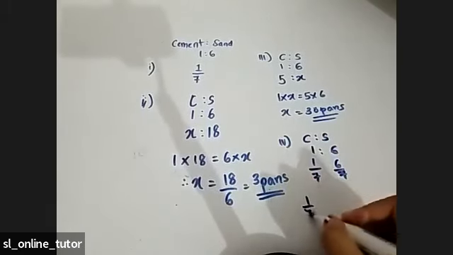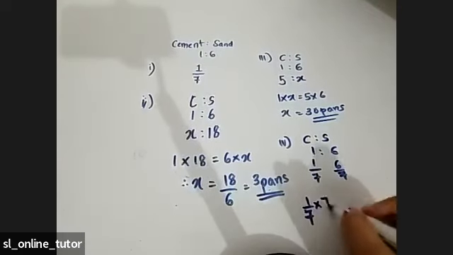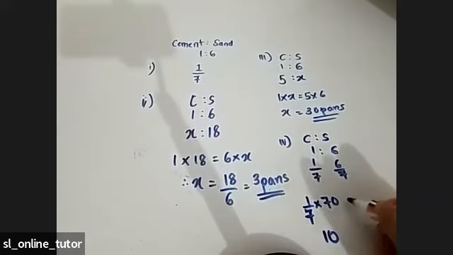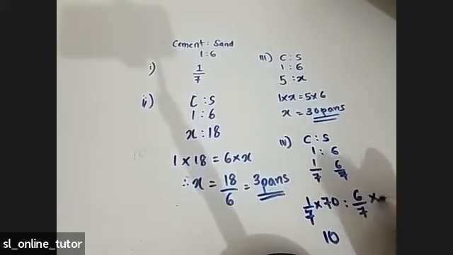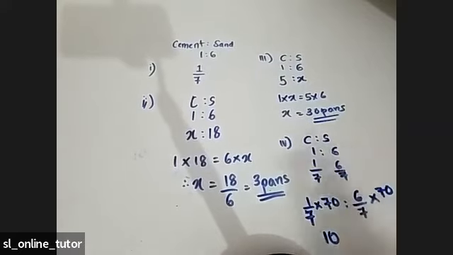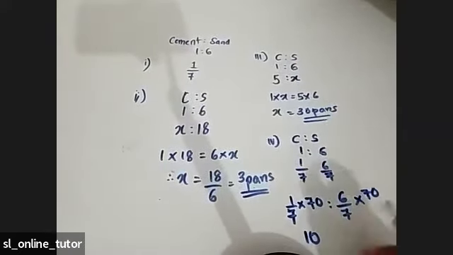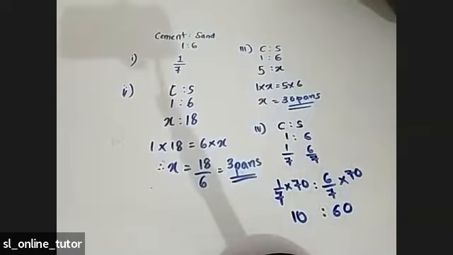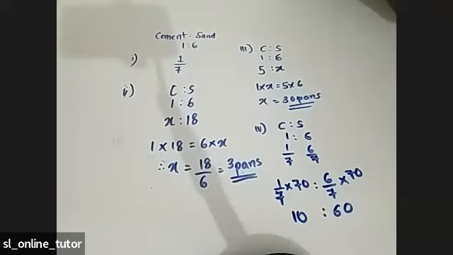So for 70, 1/7 into 70. Then you can find the number of pans of cement. You get 10. If you multiply how many pans of sand you need, 70 into 6/7, you can get how many pans now? 60. You can get 60. So you write 10 pans of cement and 60 pans of sand you need to make 70 pans of the cement mixture, because 60 plus 10 gives you 70. Did you understand this question number 5?